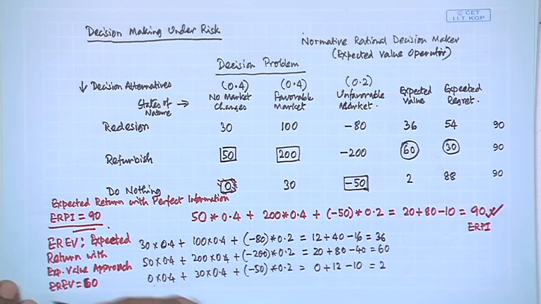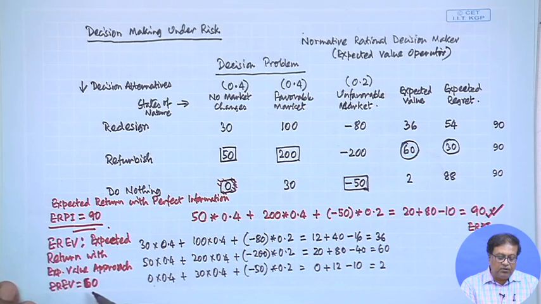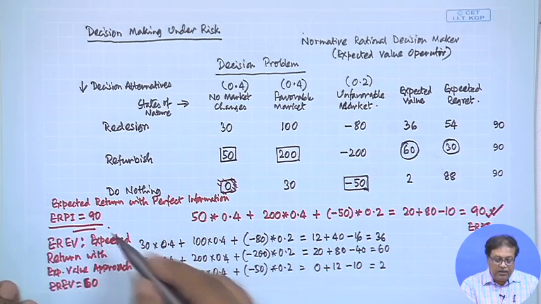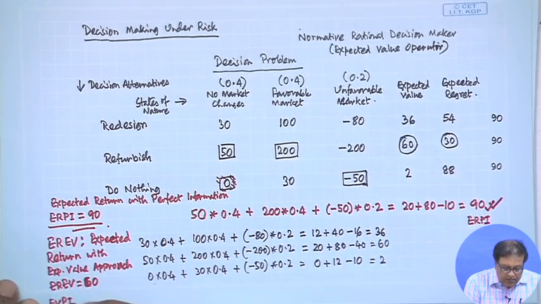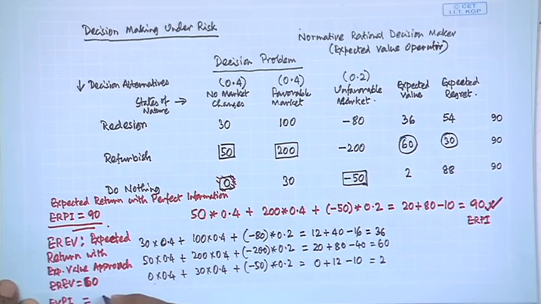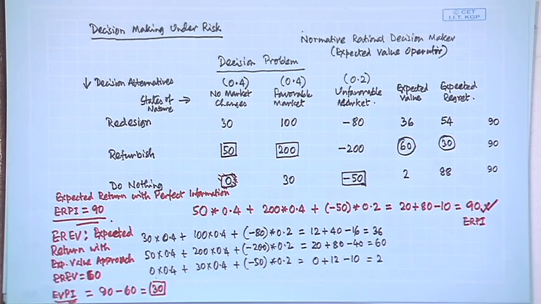That means we have got an expected return of 60, but we could have got up to 90, right. So, 60 is what we have got, 90 is what we could have got. So, EVPI, or expected value of perfect information, if perfect information is available, then we would have got a return of 90 minus 60, that is 30. So, an additional 30 we could have got if we would have had perfect information. Now, how can perfect information make a difference?